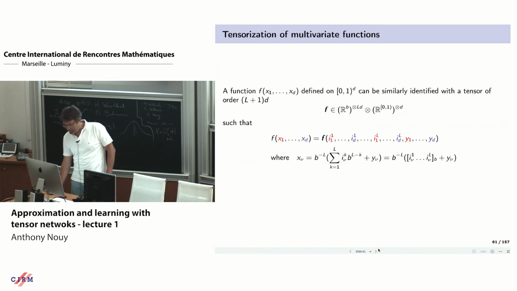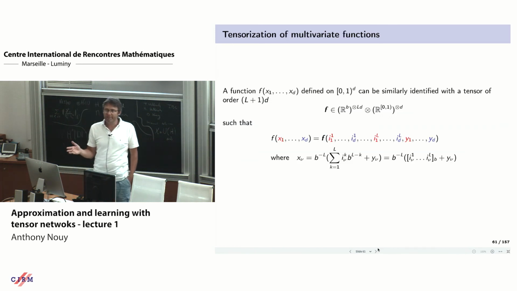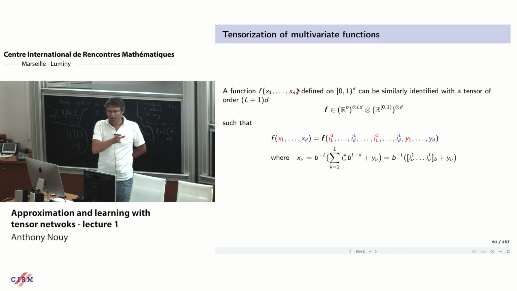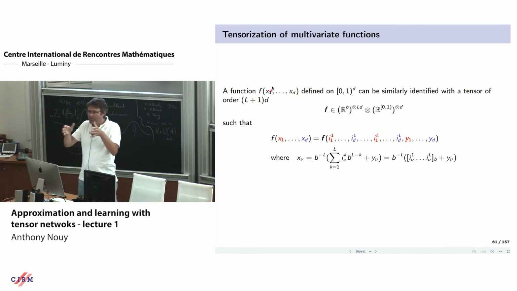And I finish here with, of course, the extension to multivariate functions. This was for 1D functions, but if you have a function defined on the hypercube, each variable in 0, 1 can be encoded as I did before. Each of the variables will have its own binary representation with binary digits or b-adic digits and a local variable. So you can see your function as a multivariate function, or tensor, of many integers between 0 and b minus 1 and local variables.